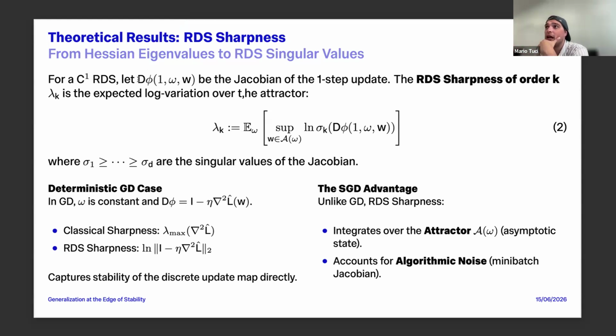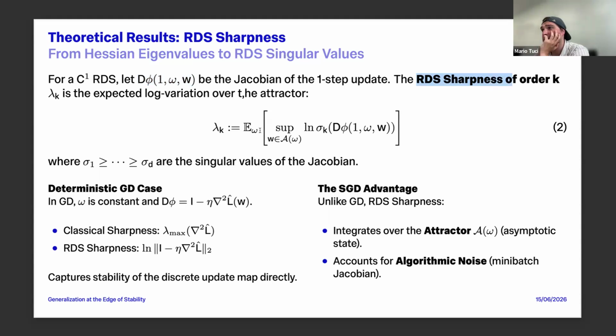So what we have here is the Jacobian of our update map. Typically it's just the identity minus the step size times the Hessian. For instance, in gradient descent, the noise would be constant. For SGD, it's still the identity minus the step size, but this time times the Hessian, also the mini batch Hessian. So the RDS sharpness, we define it then in a way.